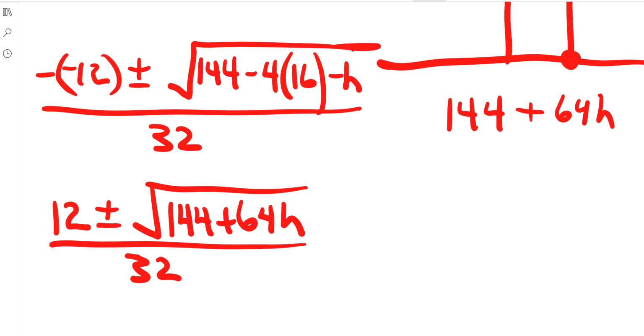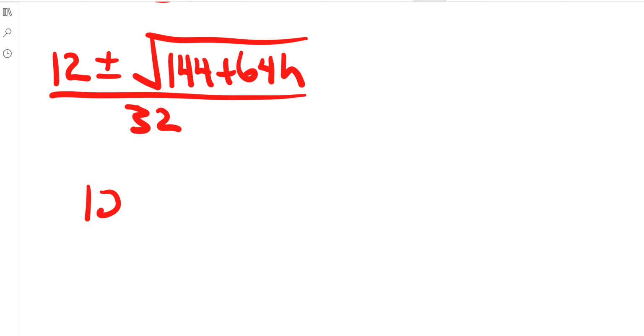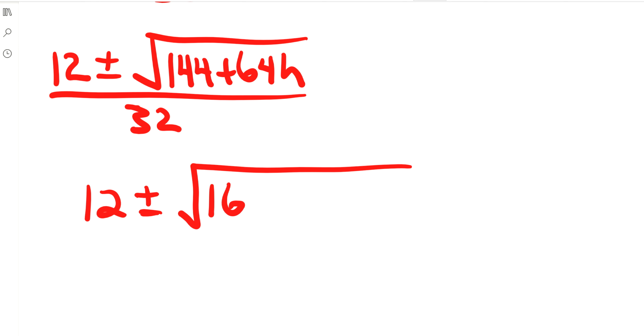All right, so what we want to do here, which may be the part you forget, is we can factor out something in this between the 144 and the 64h. And that would mean that it would look like I'd have 12 plus or minus, and now in this radical here, I can factor out a 16. If I factor out a 16, I'm going to have 144 divided by 16 is 9. So I'll put back 9 plus, and 64h divided by 16 is going to be 4h.